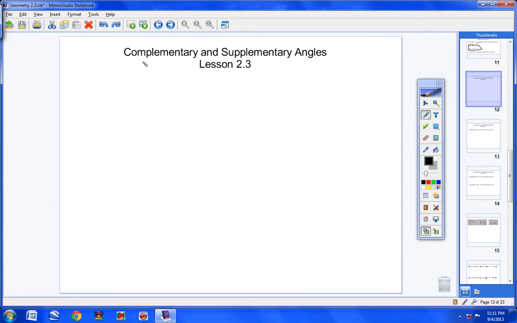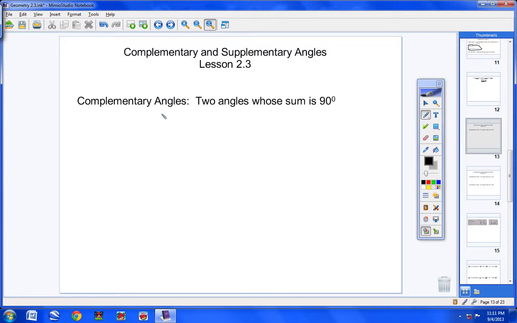Let's continue on. We are looking today at something you had in middle school. It is not difficult. Complementary and supplementary angles. The lesson number is 2.3, and the date today, if you'd like to keep track of that, is the 5th, September 5th, okay? We are looking today at complementary and supplementary angles. Please copy this definition in your notes. Complementary angles are two angles whose sum, that means when you add them together, is 90 degrees. Now, this will be on your quiz. This will be a fill in the blank on your quiz.